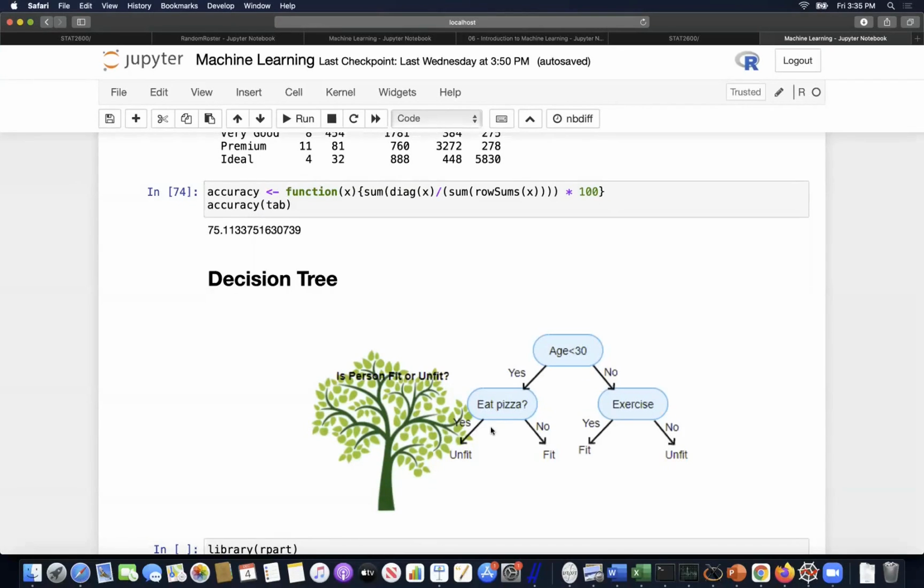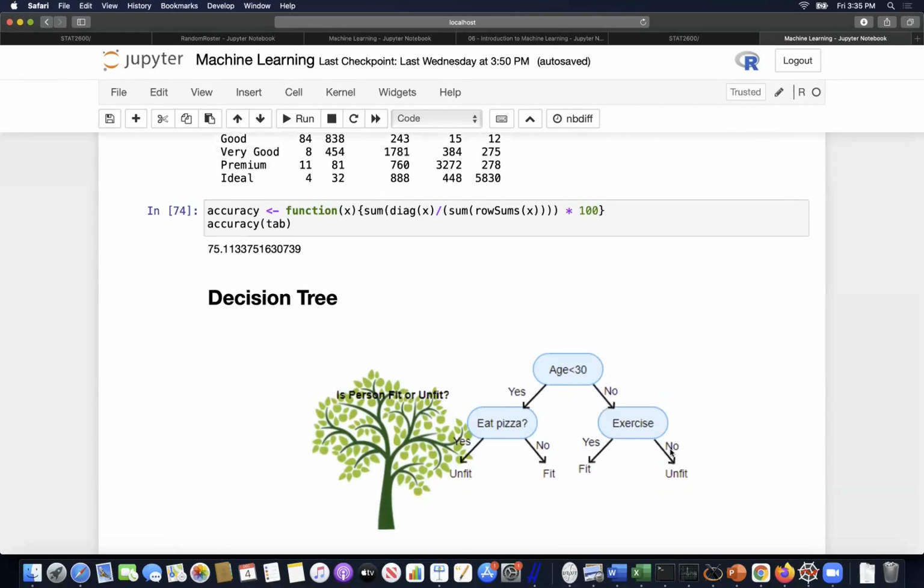Yes or no? If they are eating pizza, then you're going to classify them as unfit. If no, they are probably fit. If they exercise, even if they are over 30, they are fit. Otherwise, no. So that's what the decision tree does.